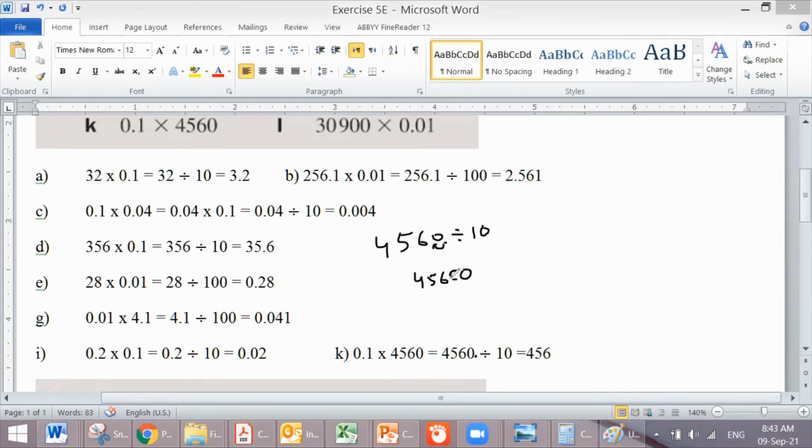456.0, and this .0 I can eliminate. There is no need to write it, because if there is only 0 after the decimal point, I can skip it. That is the same as 456. Okay, so I hope you have understood.